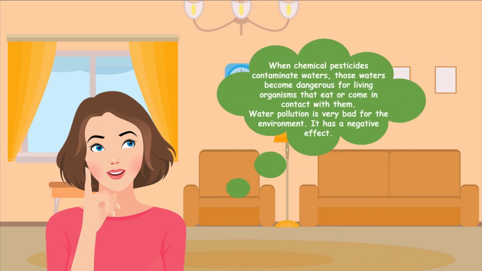When chemical pesticides contaminate waters, those waters become dangerous for living organisms that eat or come in contact with them. Water pollution is very bad for the environment. It has a negative effect.